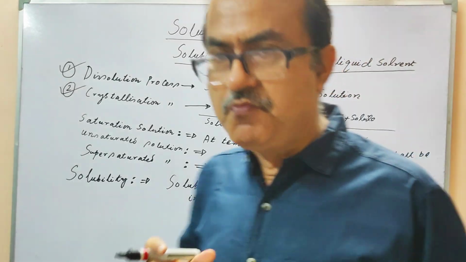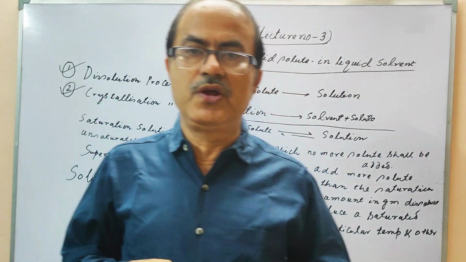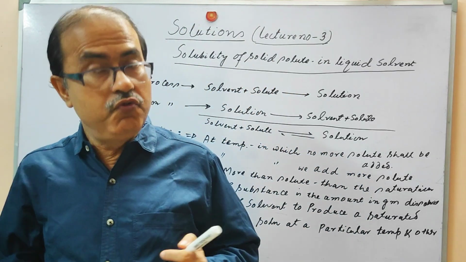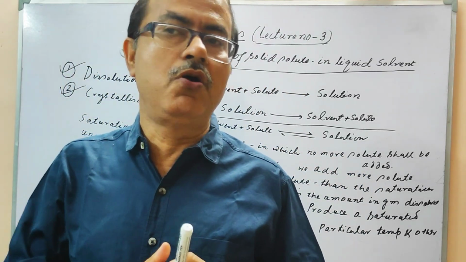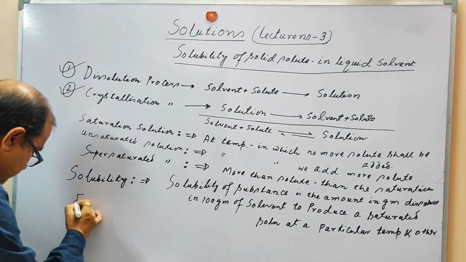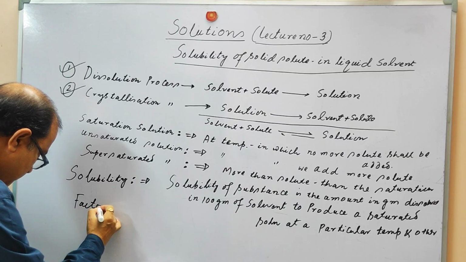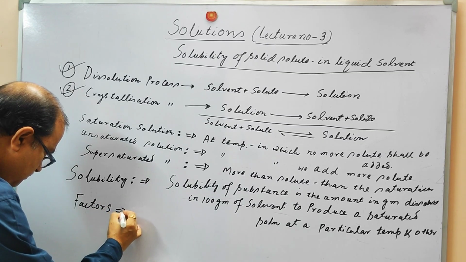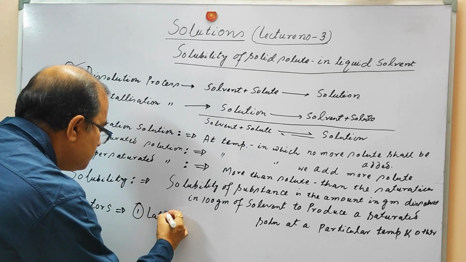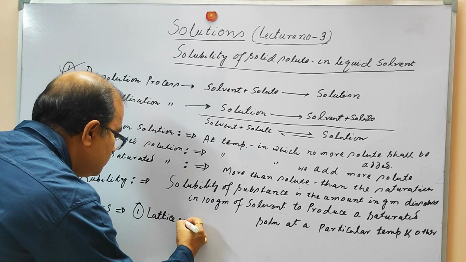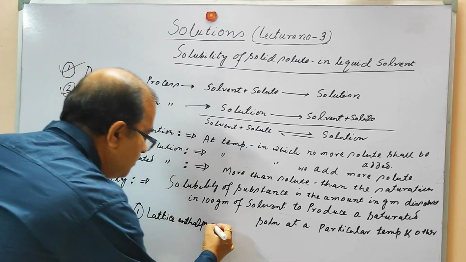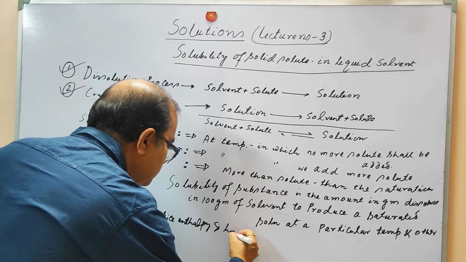Now the most important thing that we are going to understand is what are the factors that influence the solubility of a solid solute. There are different basic factors that we can understand. The first factor that we will be going to understand is the lattice enthalpy and hydration enthalpy.